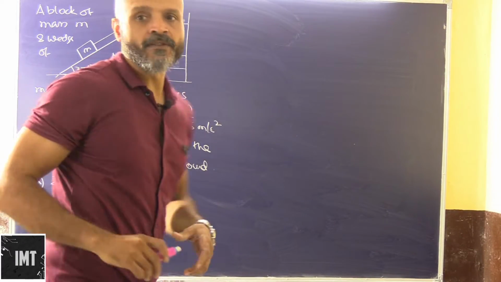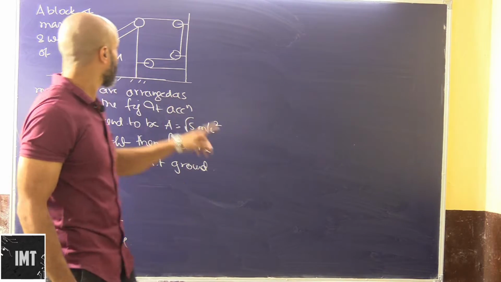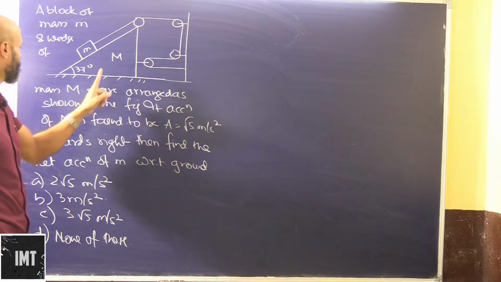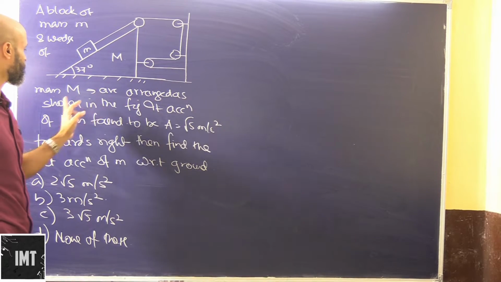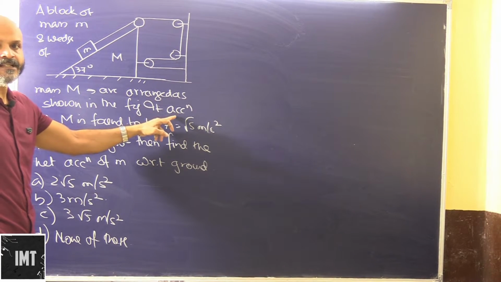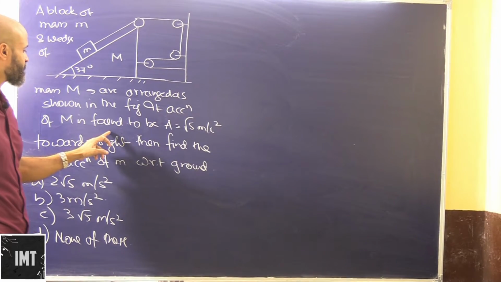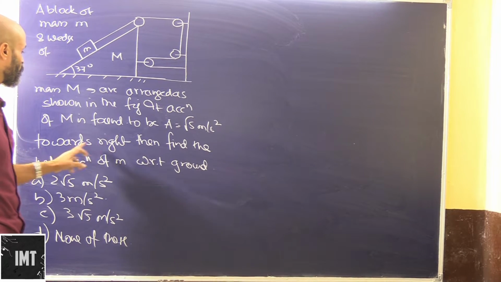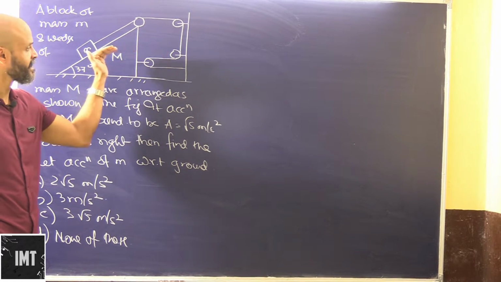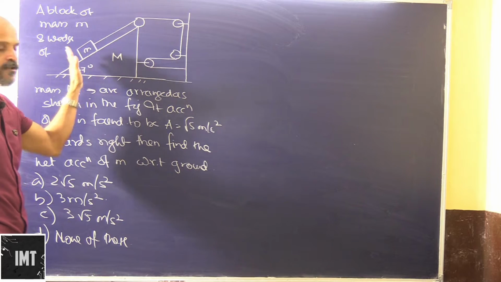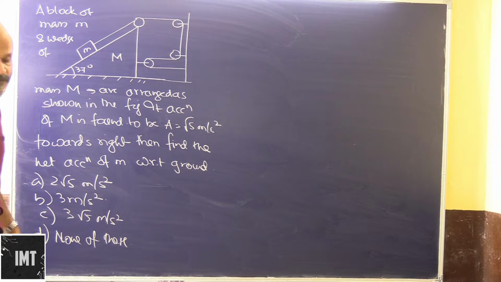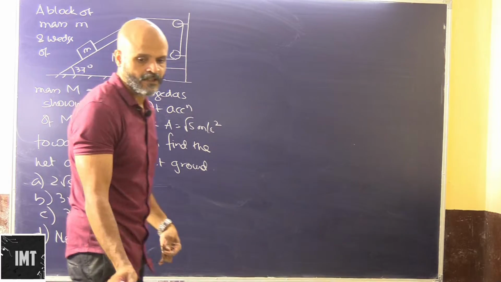Okay, so let's move on to this problem here. We have a block of mass m and a wedge of mass m arranged as shown in the figure. If the acceleration of the wedge is found to be a, that is root 5 meter per second square, towards right, meaning this is going this side, so obviously this will be going this side, then find the net acceleration of the block of mass m with respect to the ground.